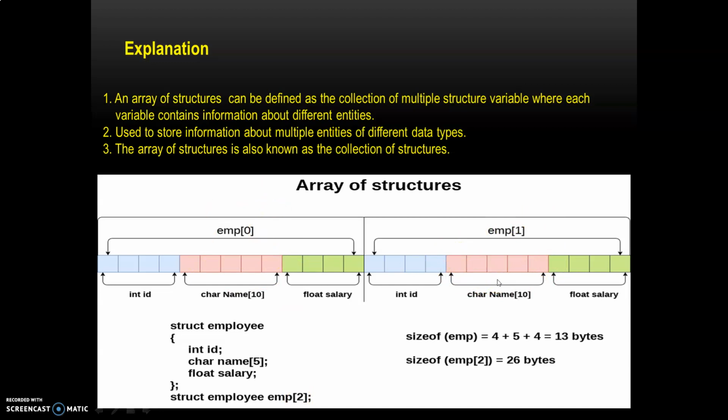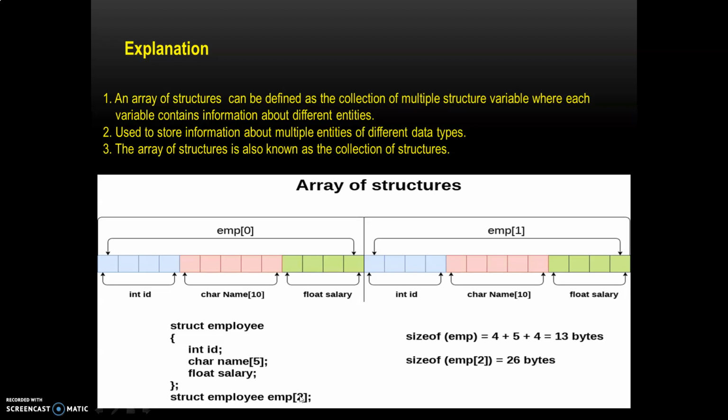Clear? Now what is the total size? This is 13 bytes, this is 13 bytes. So total size of employee 2 is 26 bytes. Quite easy. If you are taking struct employee 20, then you will make employee 0, employee 1 up to employee 20. One employee has a size of 13 bytes. What about 20? 20 into 13, that means 260. 260 bytes is the total size of the struct employee having 20 employees present. Clear? So this is the basic idea regarding what you want to store inside.